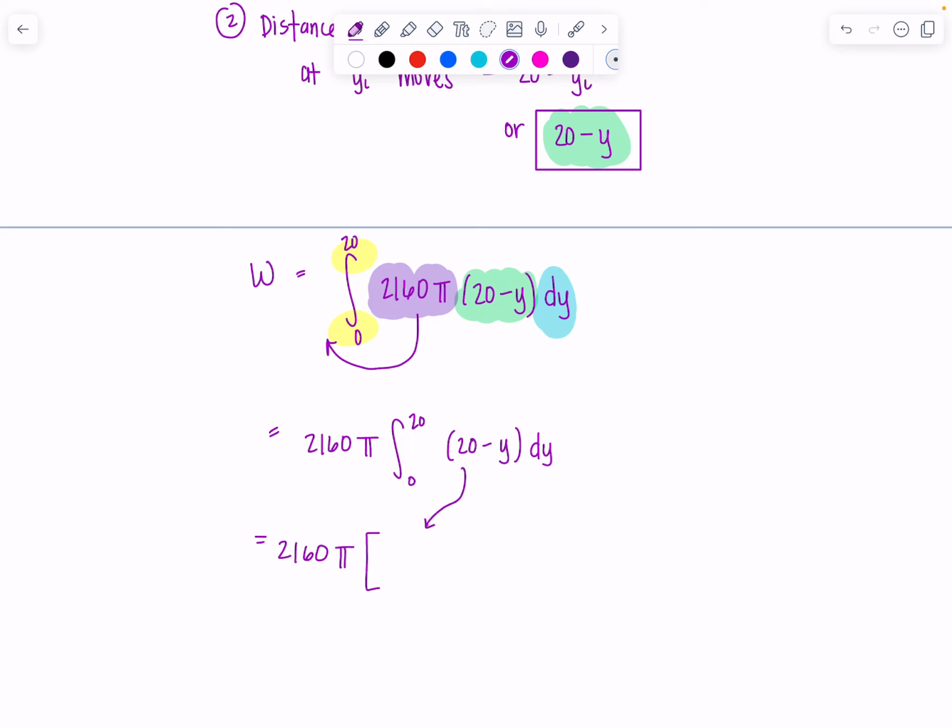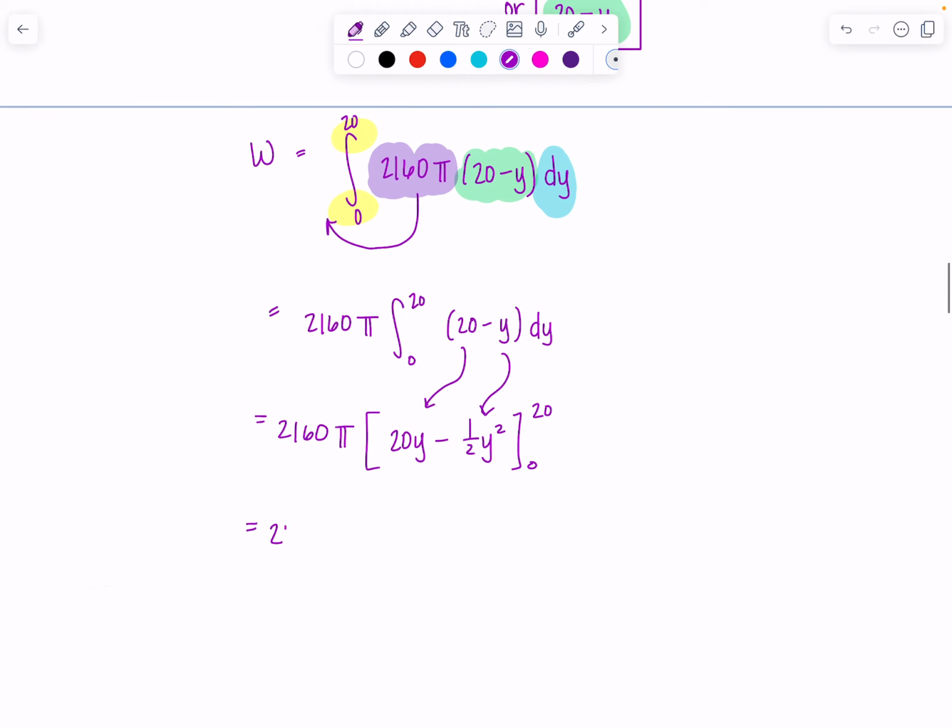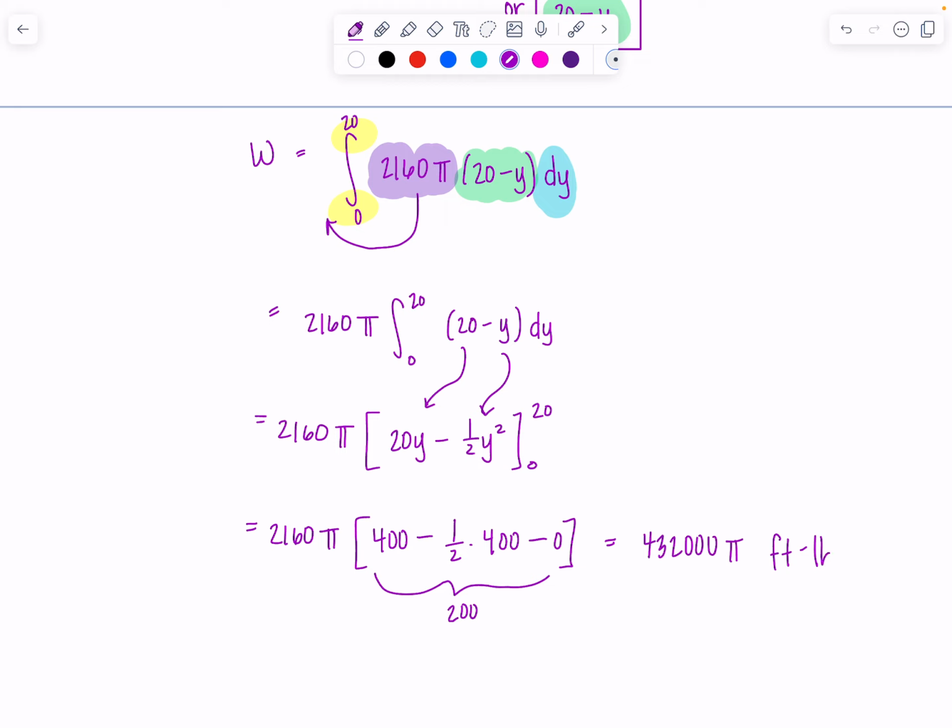Antiderivative of 20y minus 1/2 y squared from 0 to 20. And then this is going to be 2160 pi. 20 times 20, that's 400, minus 1/2 times 400 again, minus 0. This is 200 times 2160 pi, 432,000, so 432,000 pi foot-pounds. Don't forget your units, okay?